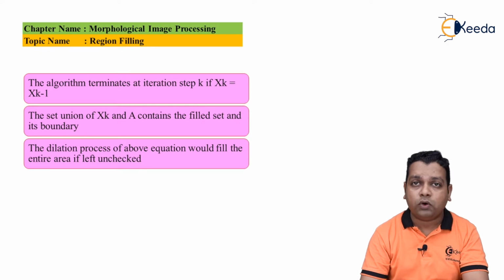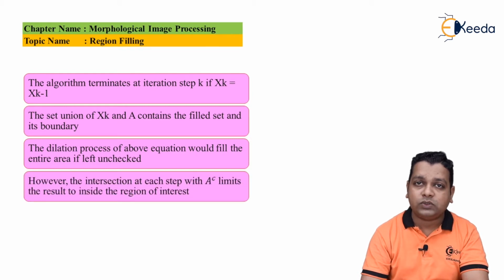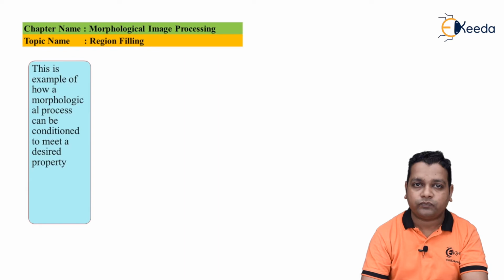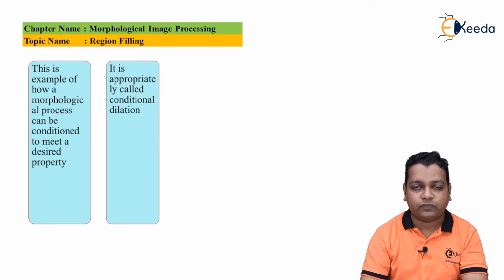Now there is the role of the dilation process. The dilation process with the represented equation would fill the entire area surrounding the point if it is unchecked. However, the intersection at each step with the A complement, represented at the right extreme, limits the result to the inside of the region of interest, so that the region filling is a controlled one. So this is one example of how morphological image processing can be conditioned to meet the desired properties. It is appropriately called conditional dilation also.